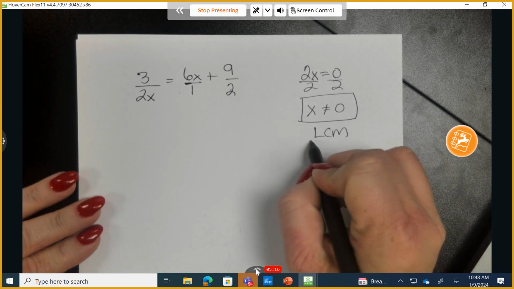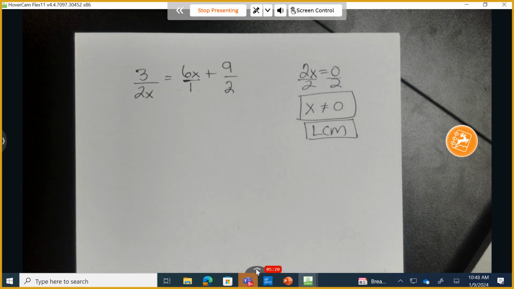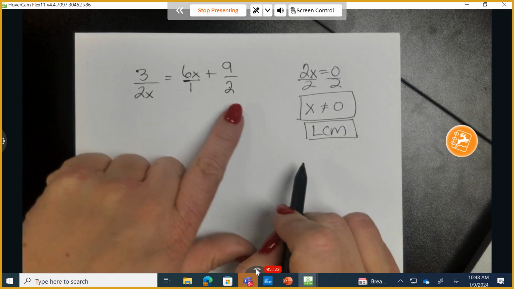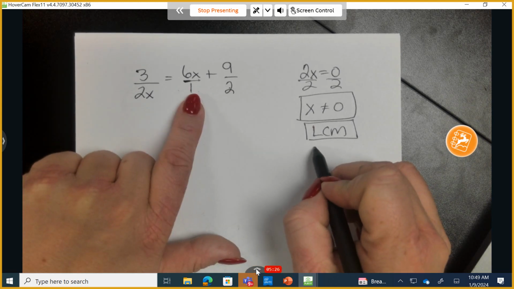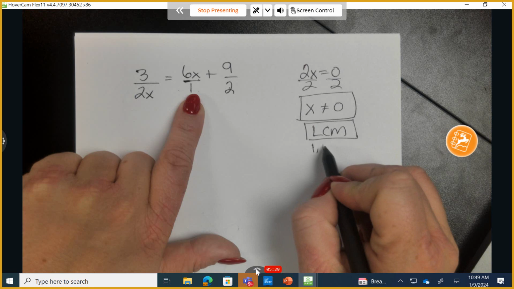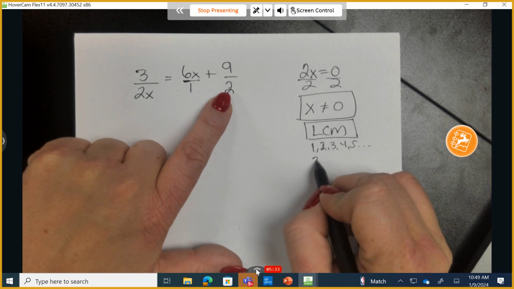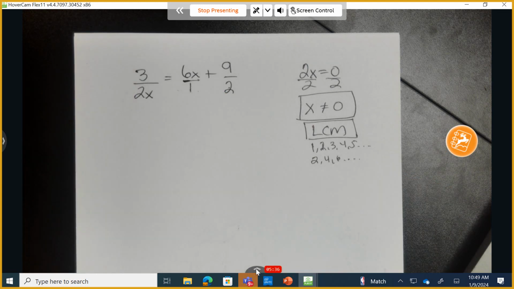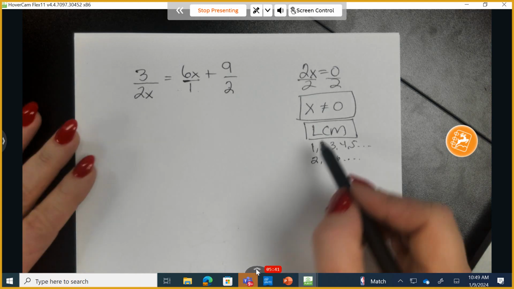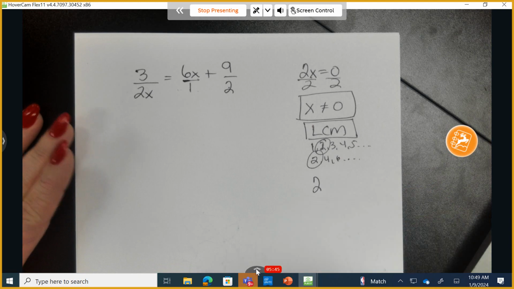Our third step is to identify the LCM so that we can have a common denominator in each of the three terms. So let's look here. I see a 1 and a 2. You don't have to do this, but I could write down all the multiples of 1: 1, 2, 3, 4, and the list could just keep going. And then I write down the multiples of 2: 2, 4, 6, and the list could just keep going. What is the smallest number in both of those lists? You're welcome to do that in your head, by the way. It is 2. So my LCM has to have a 2.